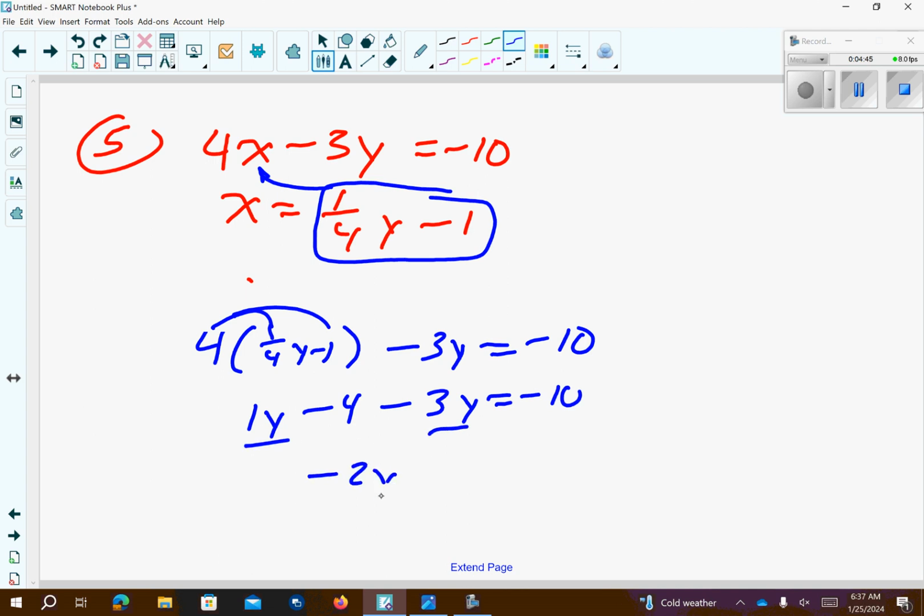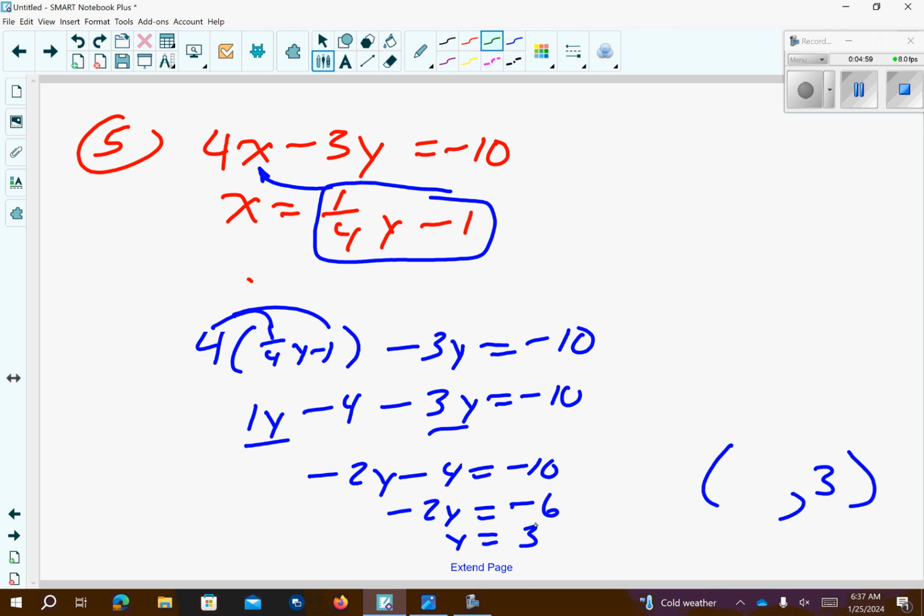Those are like terms. Add 4 to both sides. So negative 10 plus 4 is negative 6. Divide each side by negative 2. So that's going to give me 3. So my y value is 3. I'm going to take this y value and plug it in either here or here. I think I can plug it into the bottom one, which is fine.